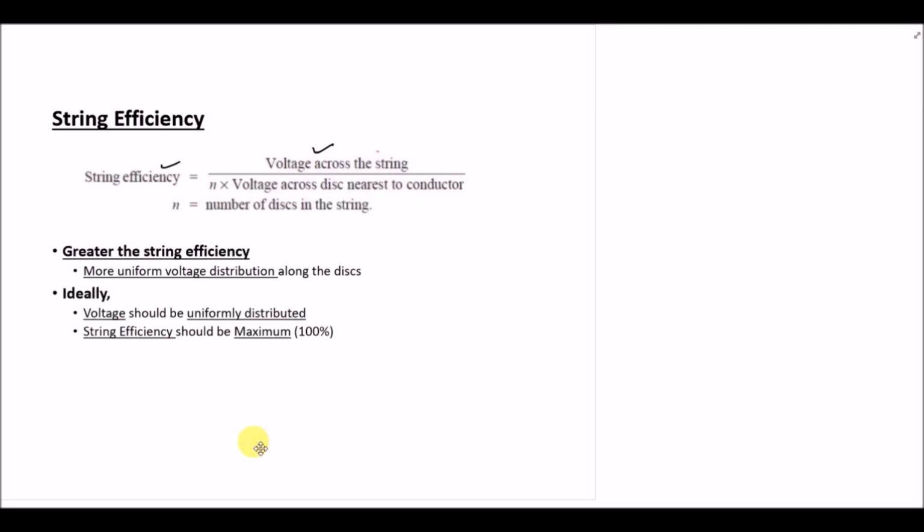In the last lecture we were talking about the string efficiency of the string insulators. The string efficiency is actually the measure of the voltage distribution among the different discs of the string insulators. Ideally the voltage should be uniformly distributed, which means that the voltage across all the discs should be the same, and in that case the string efficiency would be maximum, which is equal to 100%.